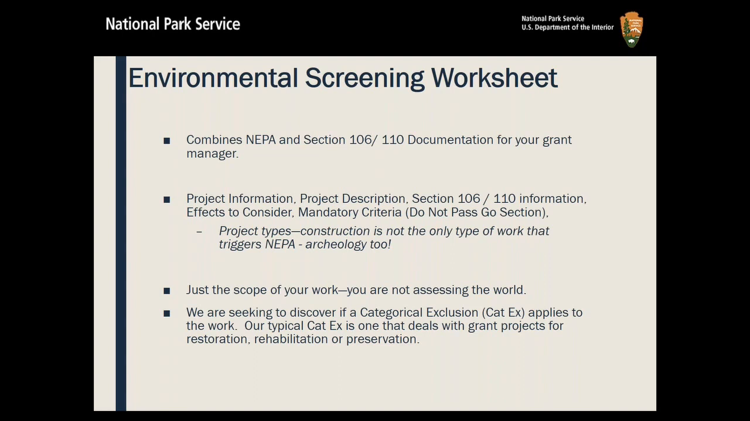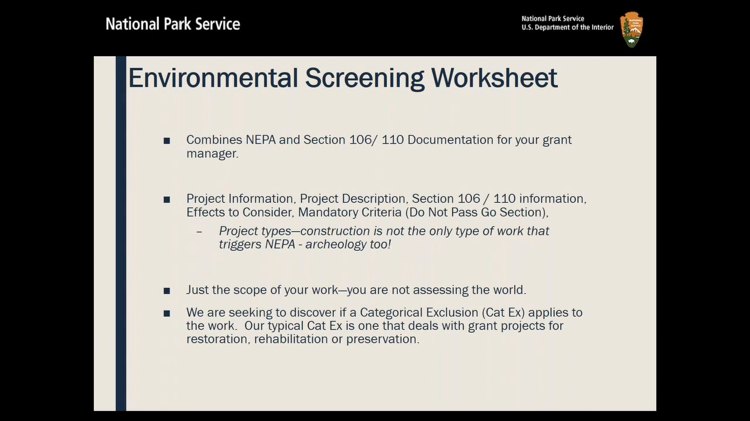Just the scope of your work when you look at this, just want to remind you, you don't have to assess the world. So if the project is to repair a roof, and the question is, how will this affect the air quality? You might in your mind think, well, I'm going to put down tar, and tar can be a carcinogen, and carcinogens can have air impacts. Don't go down that road. The scope of your work is the roof.